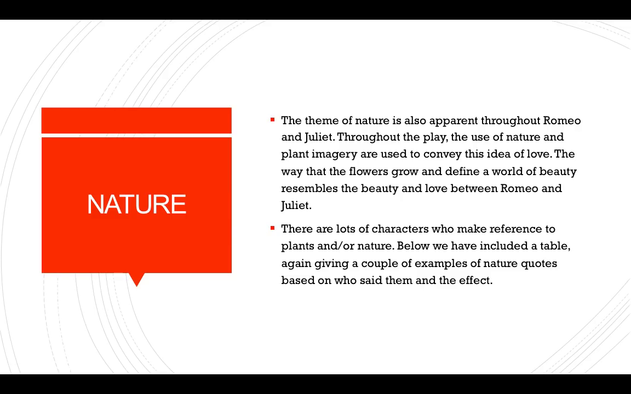The theme of nature is also apparent throughout Romeo and Juliet. Throughout the play, nature and plant imagery are used to convey this idea of love. The way that the flowers grow and define a world of beauty resembles the beauty and love between Romeo and Juliet. There are lots of characters who make reference to plants and or nature, so make sure that you can find some examples and quotations that can back this up and work out why Shakespeare has used this and what effect this has on an audience.